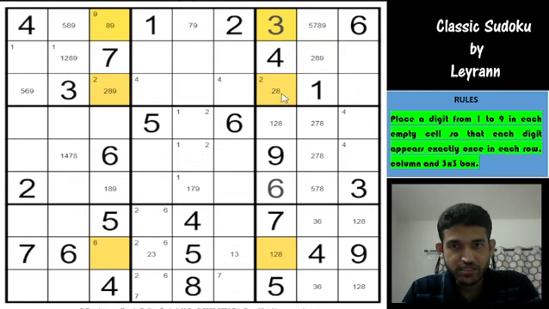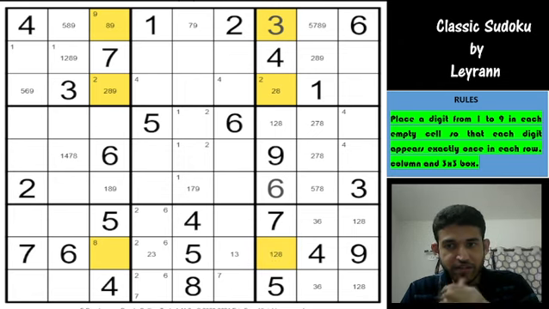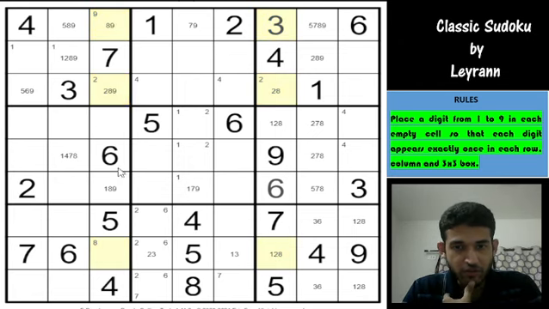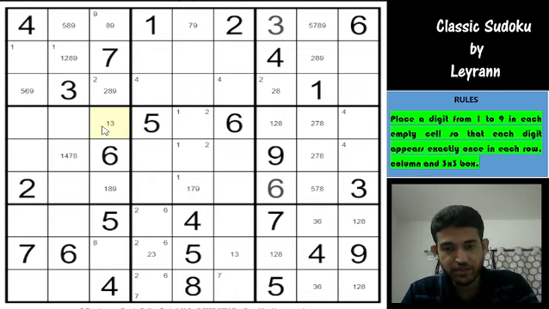Now for now I'll just remove these highlights, right? I know I said they are important, but I'm going to show you again. So you have 5 6 here, and you have 2 4 and 7 here, so which means that this cell has to be 1 3 8 and 9, right?